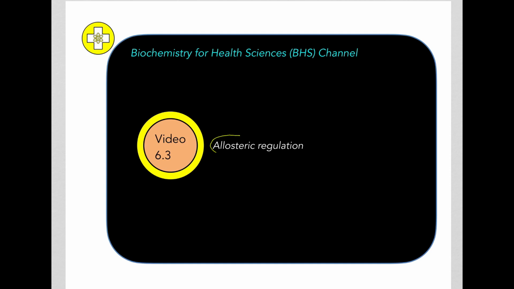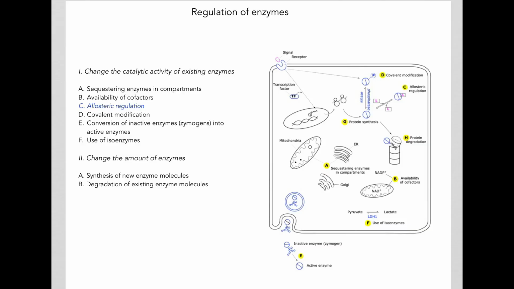In today's video, we shall discuss allosteric regulation. Just as a reminder, in the previous videos, we discussed how we can change the catalytic activity of existing enzymes, how we can regulate enzymes by sequestering enzymes in compartments, by changing the availability of cofactors that are required by some enzymes, and today we shall focus on allosteric regulation.